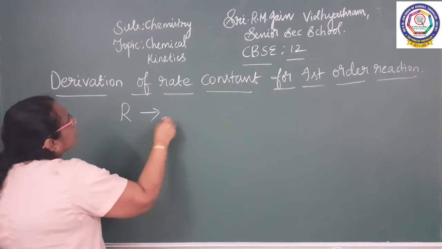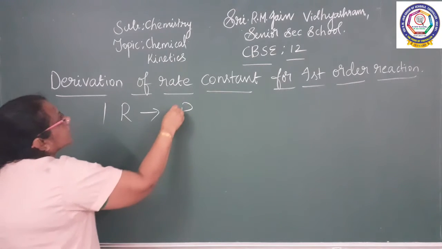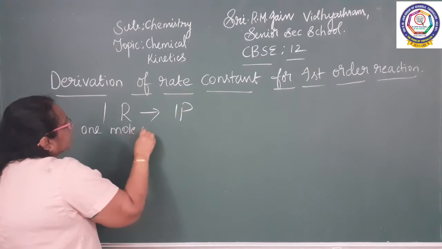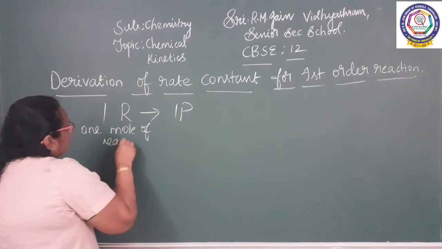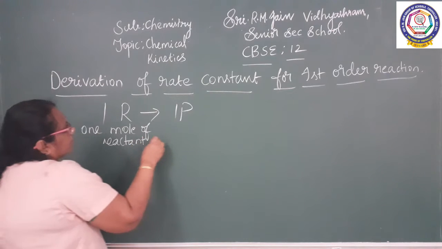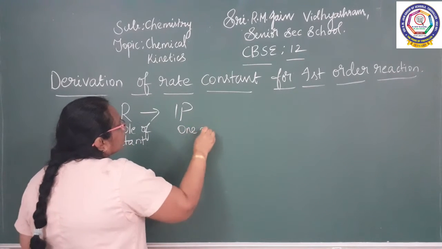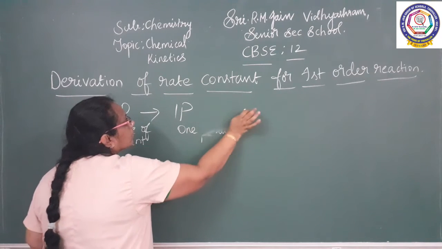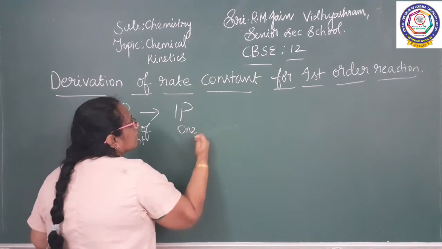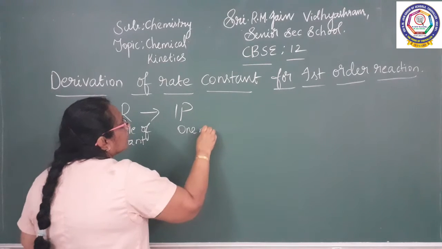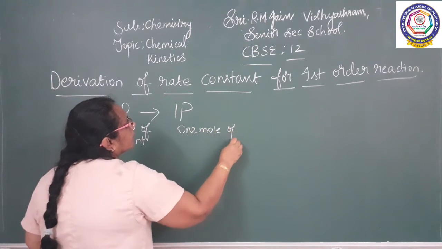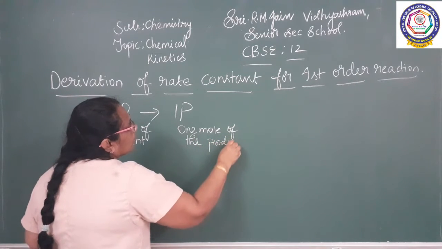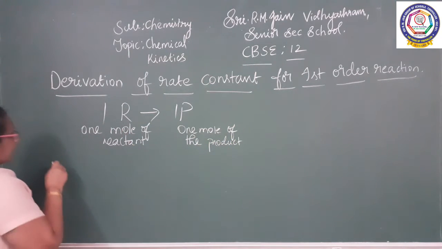R gives P. 1 mole of the reactant gives 1 mole of the product. What is the rate of the reaction?